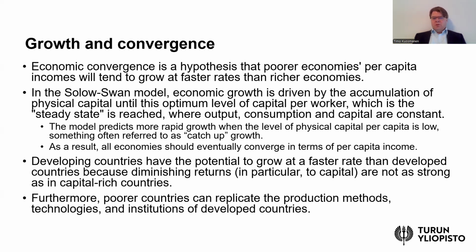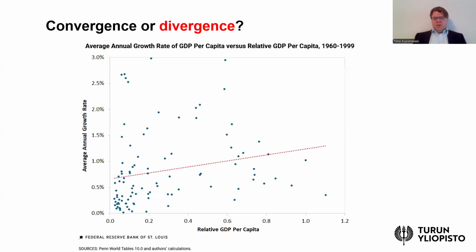So based on the growth models, we would expect to see convergence of the GDP per capita between the richest and the poorest countries. But does it occur empirically? That's the question. So I took this diagram from a report published by the Federal Reserve Bank of St. Louis, looking at the convergence of different countries in terms of GDP per capita.